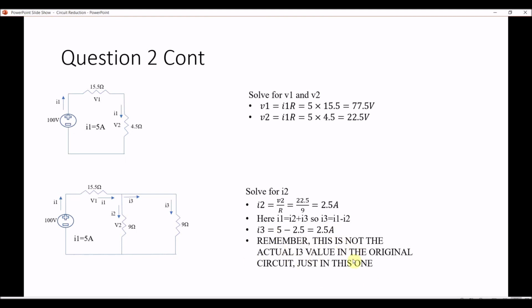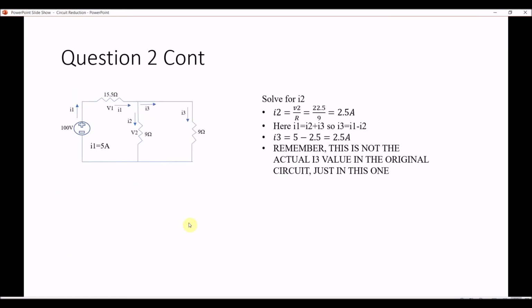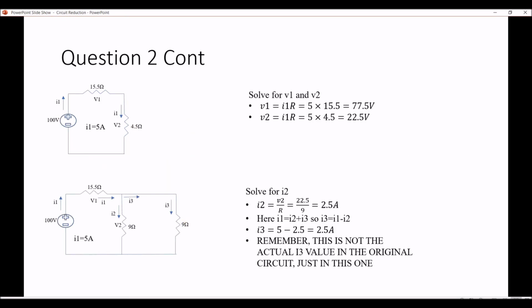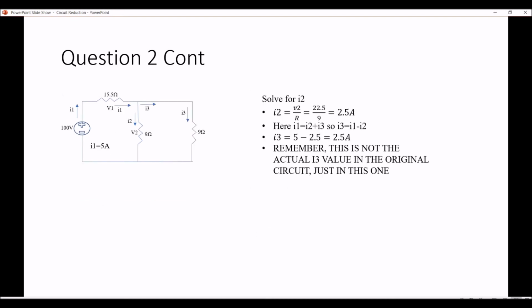Now you have to remember, this is not the actual I3 value in the very original circuit. It's just the I3 value for this. So the I3 value for this being 2.5 is not wrong. It is 100% right. But for the final circuit answer, I3 is not actually 2.5. And you'll understand when I get there, because I1 right now is only split into I2 and I3. But in reality, it's actually split into I2, I3, and I4. So I3 is not actually 2.5 in the final circuit, but in here it is. So we're going to use I3, it's 2.5, to solve for some values though, because that's not wrong here.